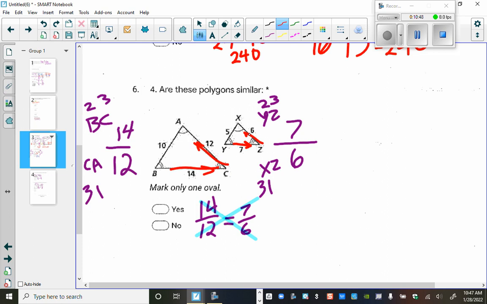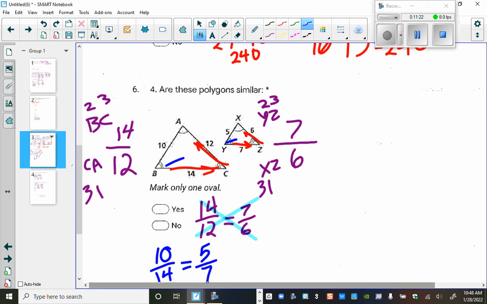So basically, 6 is similar to 5. Look at your corresponding parts. Now, if you want, since these two triangles are positioned in the same spot, you can always do this too. I mean, they did it this way. You could have done it this way too. You could have gone 10 over 14, 5 over 7. That's another way you could do it. You could also check that way.